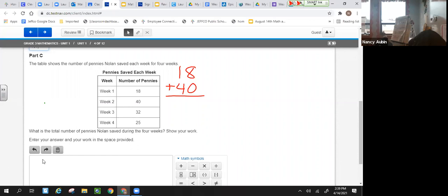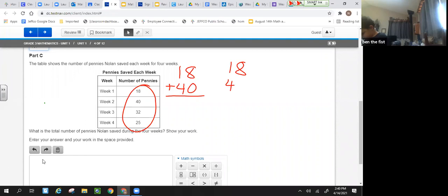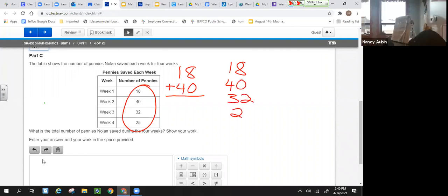So he's gotten you started. You could do that. You might want to add different numbers first. You know you want to add them all together in some way. How are you going to get started? 42. That's not the answer though, right? Just because you can add 40 and 18, is that the answer? You're still halfway. You got to add all these numbers together somehow. Sawyer's going to start with 18 plus 40. What are you going to do? Somehow you're adding 18 plus 32, plus 25. You could add it up like that if you wanted.